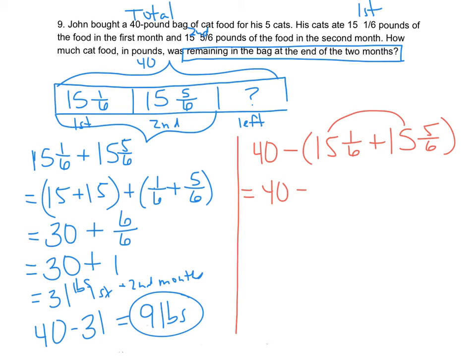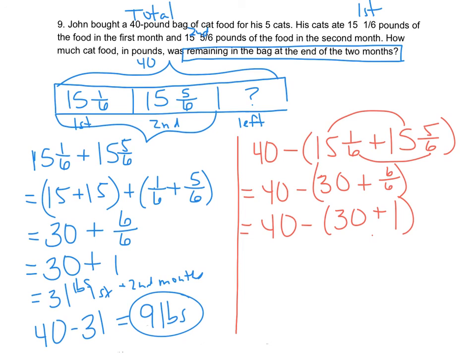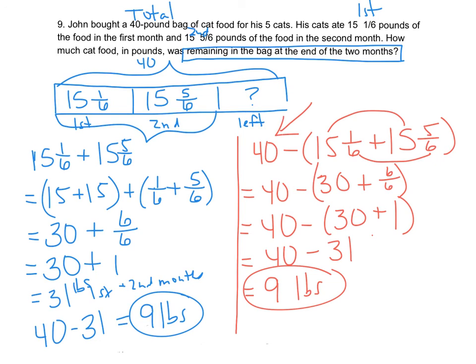15 plus 15 is 30, plus 1/6 plus 5/6 is 6/6. So I can do 40 minus 30 plus 6/6 is equal to 1 whole. So that's equal to 40 minus 31, which is 9 pounds. Either way is correct. This way I start with my total, and this way I have to use the total at the end to get my final answer.